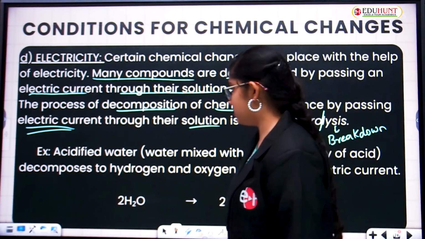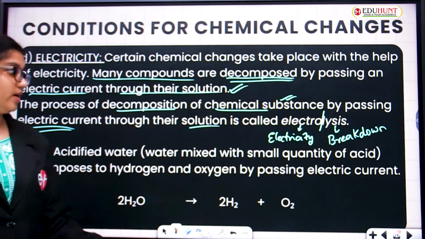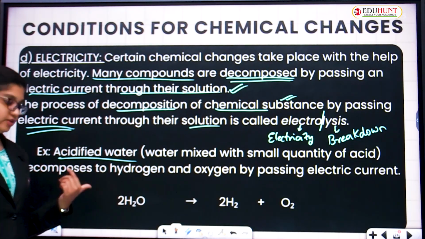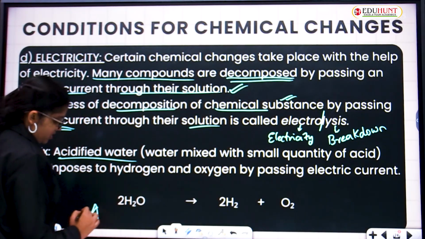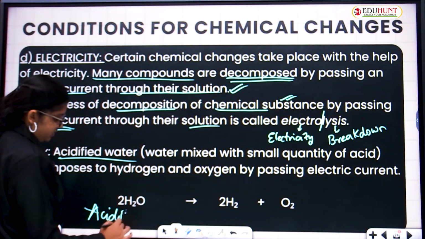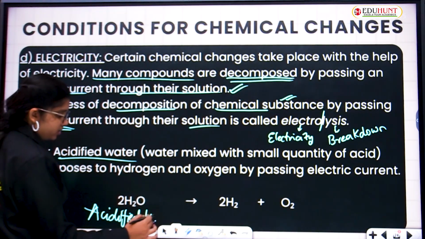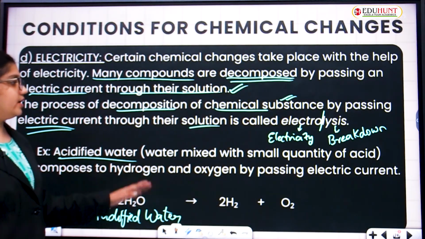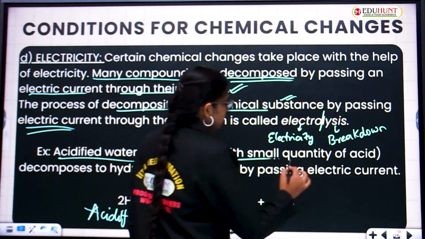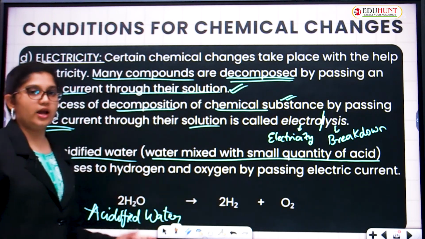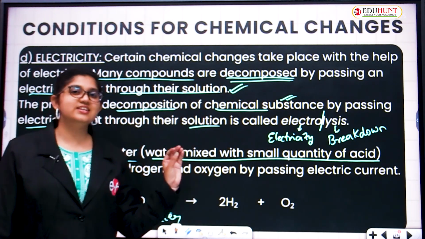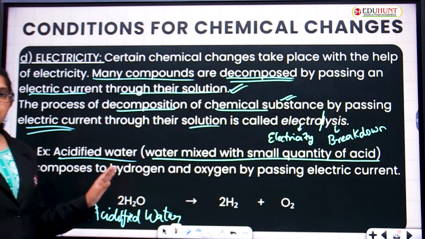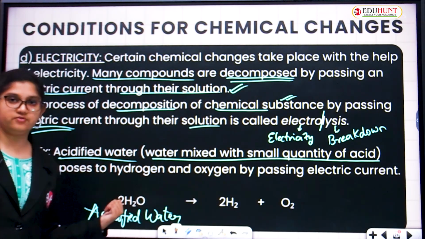So here we have an example, what we have taken is acidified water. Here 2H2O is nothing but acidified water, water that has acid in it. Acidified water means water mixed with a small quantity of acid, not a lot of acid. Normal water with a little acid mixed in is called acidified water, right?